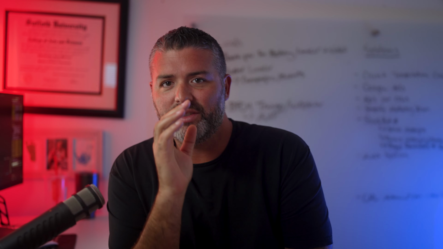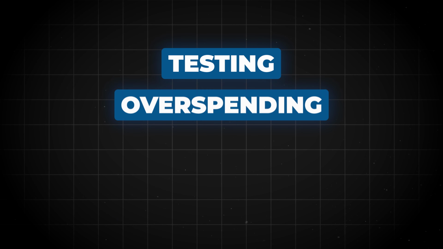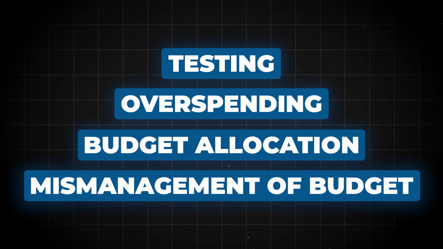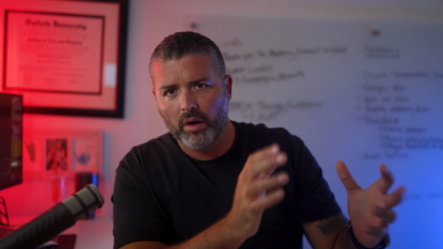This is what happens to your ad account. I know, because I have audited so many accounts this year, and it's crazy. The testing, the overspending, the budget allocation, the mismanagement of budget, and it all comes down to just a few things. Meta optimizes for what it believes will be best performing based on all of their audience signals.